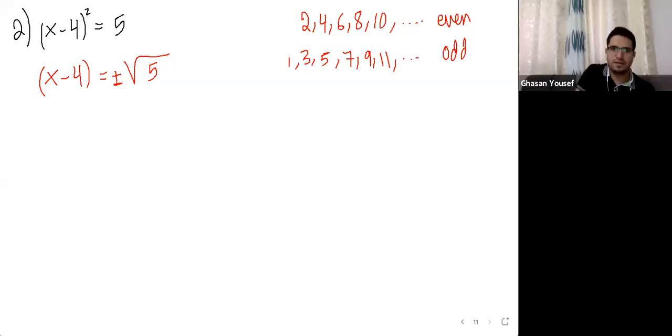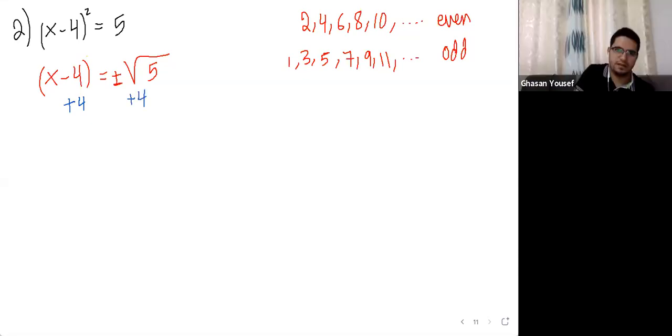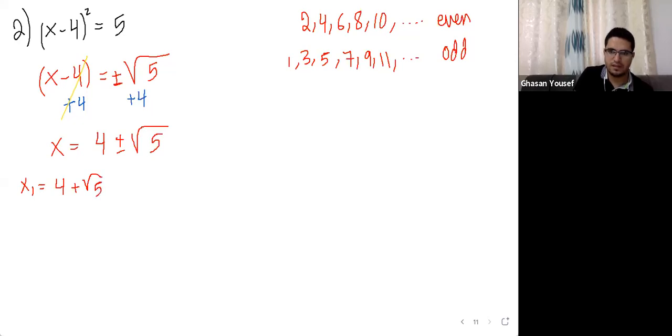Exactly. So here we have to add the 4 to both sides, right? To cancel the 4 from this side. So now I get x equal to 4, positive or negative square root of 5. So actually I get two answers. The first answer, x1, is equal to 4 plus square root of 5. And the second answer is x2 equal to 4 minus square root of 5.